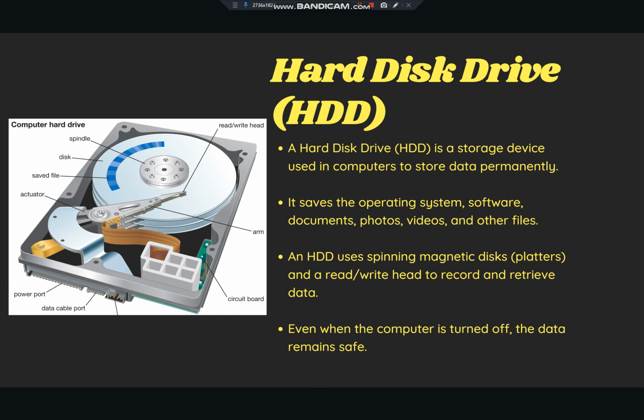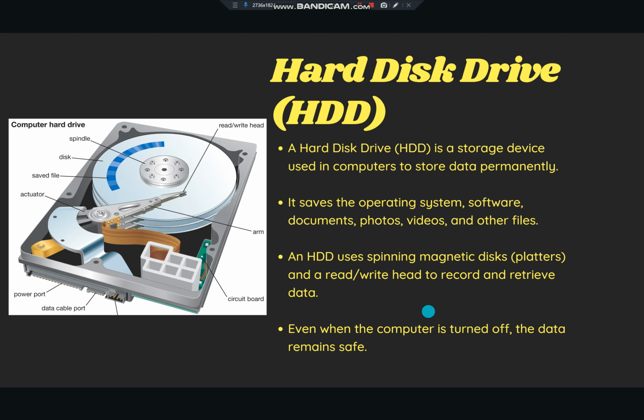The first one is the hard disk drive, which is also known as HDD. What are the main highlights of it? First, it stores the data permanently. Second, the operating system, which is the main software because of which your computer works, is saved in the hard disk drive, and all our other files that we save in our computer.